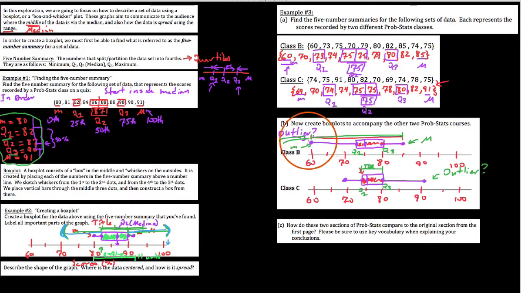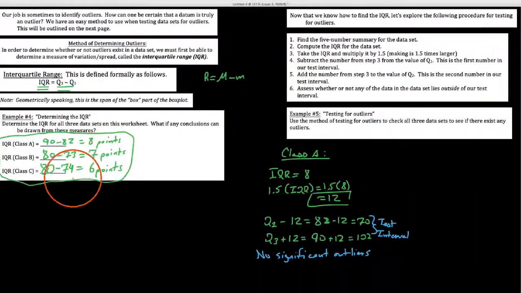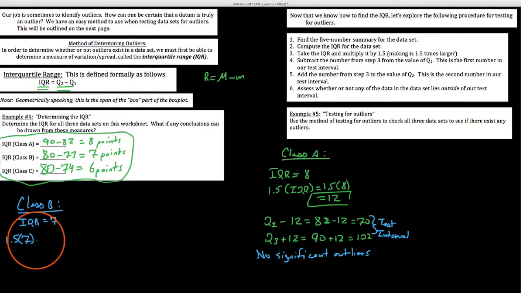And I think maybe this bottom 60 might be an outlier on this set. So we're going to take this IQR. We say Class B here, we'll go a little bit quicker. The IQR is 7. We're going to take 7 times 1.5. You can get a calculator out, but it's 7 plus another half of 7, so 7 plus 3.5 is 10.5.